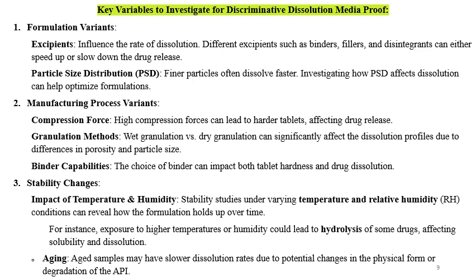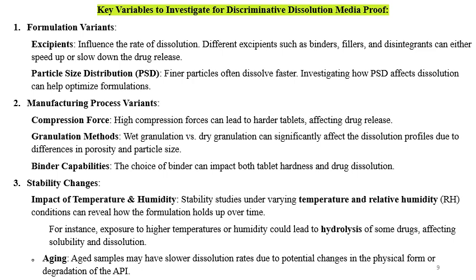Coming to the key variables to investigate for discriminative dissolution media. So you need to provide the proof that the method is discriminatory and the method is having discriminatory power. So some variants should be selected, and these are the key variables. Formulation variations like excipients, particle size distribution is there. Excipient level can affect the dissolution. So different excipients like binders, fillers, disintegrants can be used. Different PSD APIs can be used.